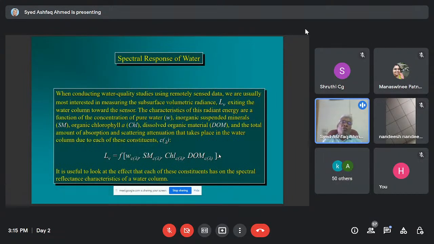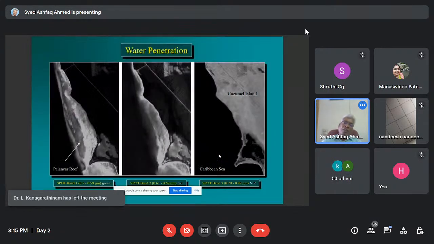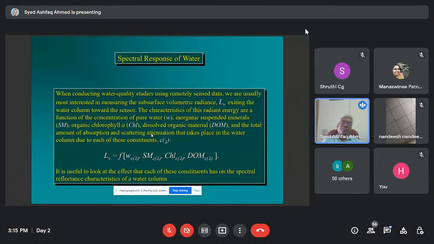And the response of the water body, once the radiation penetrates, in these two diagrams, what are the properties you can study within that? See, with that radiation, we can study the concentration of pure water, inorganic suspended sediments like minerals, organic minerals, dissolved organic matter. All these properties we can study with the help of remote sensing applications. For example, if I take the radiant energy, the concentration of pure water. Pure water, we have seen, interacts with near infrared energy. Almost all radiation is absorbed.